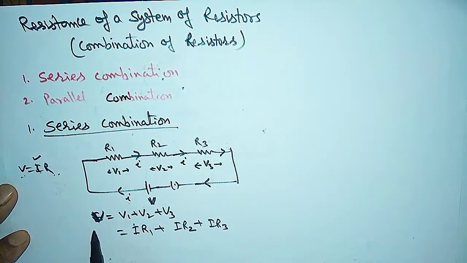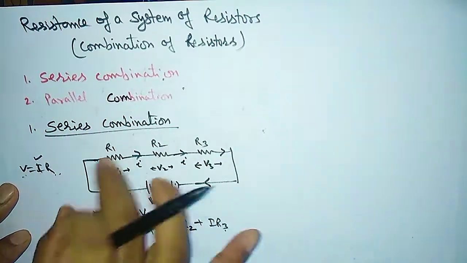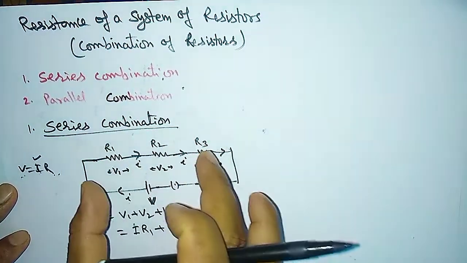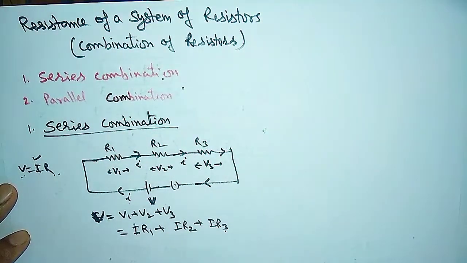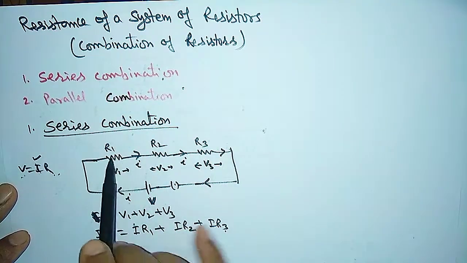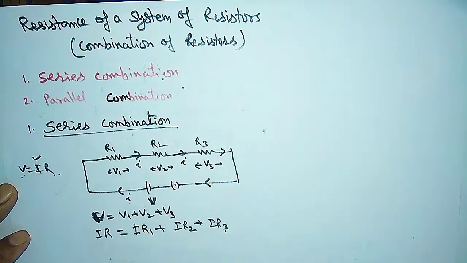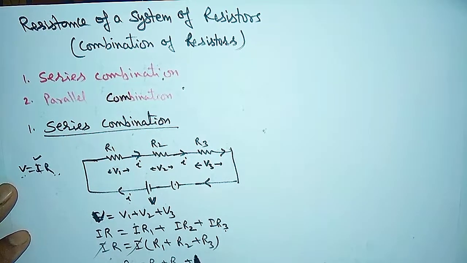Is it clear? Now consider that the total resistance of the circuit is R. If you replace all of R1, R2, R3 by a single resistance R, you will write I into R. So, I into R1 plus R2 plus R3 is equal to I R. Since I cancels, we can write R is equal to R1 plus R2 plus R3.